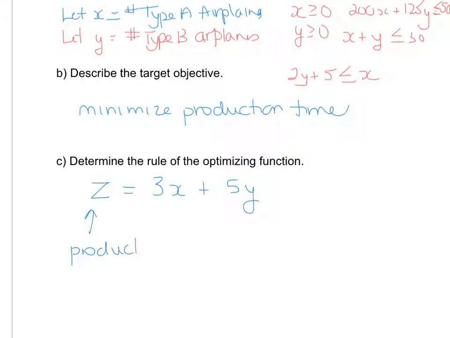That is my optimizing function because it's the one sentence in the whole entire paragraph that doesn't have an inequality, and it has to do with what optimal conditions for my situation. All right, we're going to do one last question.